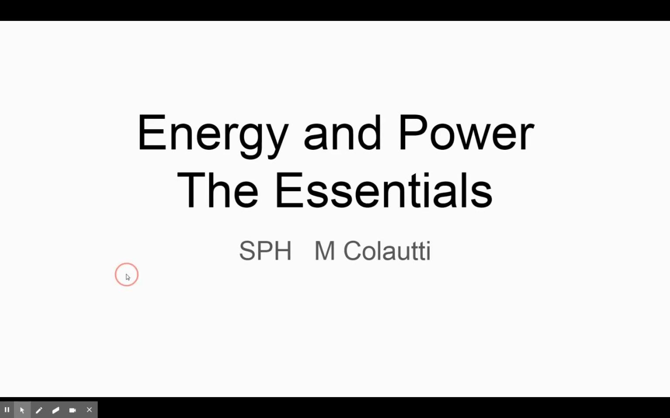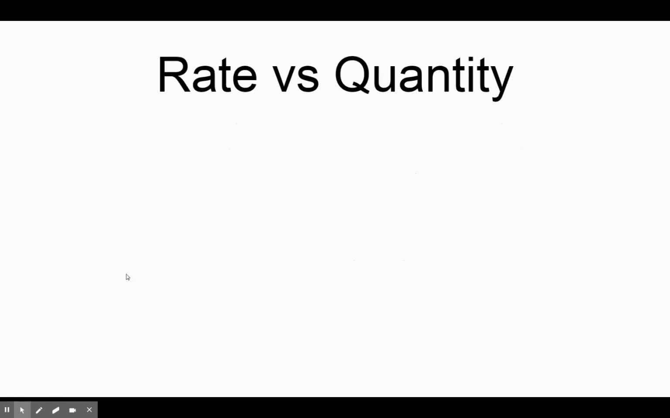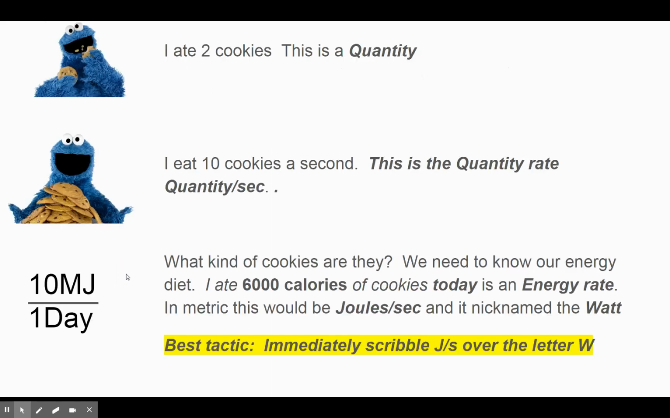Energy and power, the essentials. Energy and power are another example of rate versus quantity. Quantity could be something like 10 kilometers. A rate based on that would be 10 kilometers per hour.